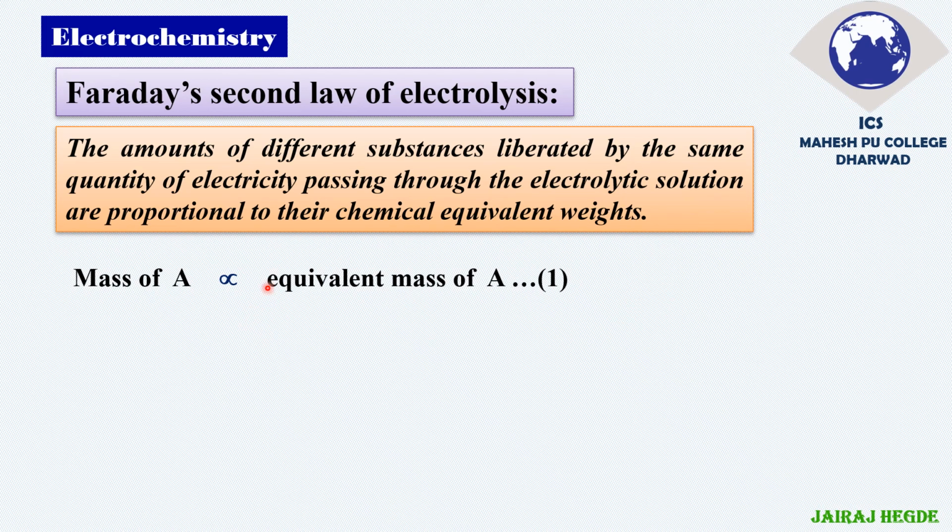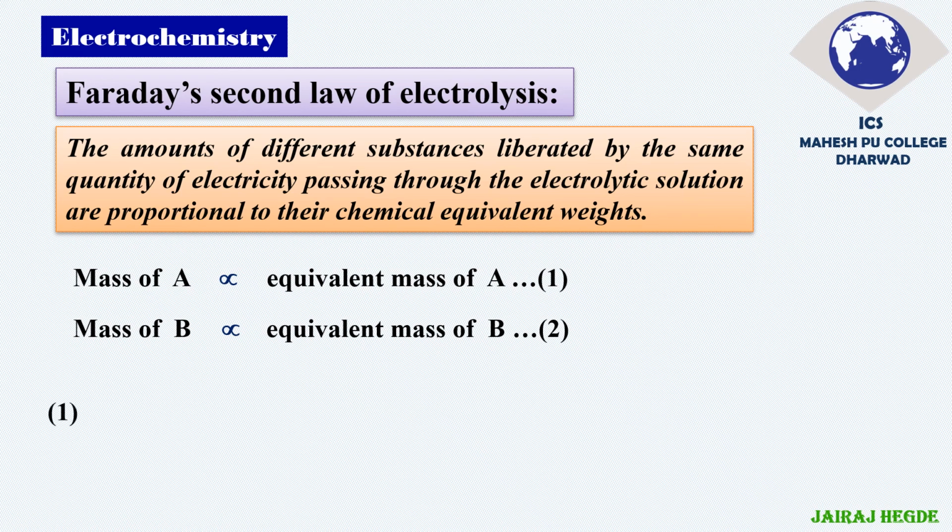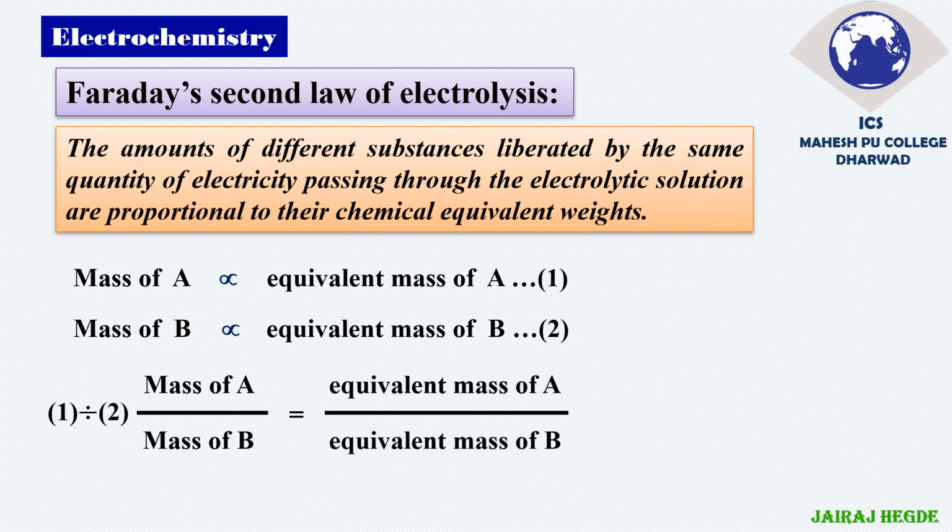The valency of calcium is 2. So that's why equivalent weight will be equal to molecular weight, or the atomic weight, divided by its valency. So mass of A is proportional to equivalent weight of A, and mass of B is directly proportional to equivalent mass of B. Therefore, if I divide these two equations, equation 1 by 2, the mass of A by mass of B will be equal to equivalent mass of A divided by equivalent mass of B.